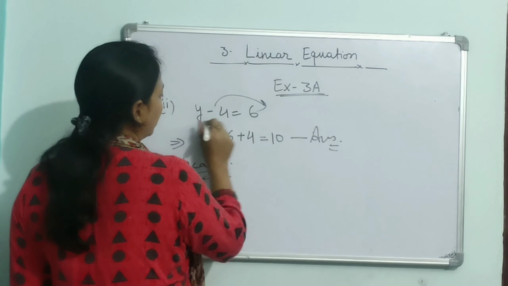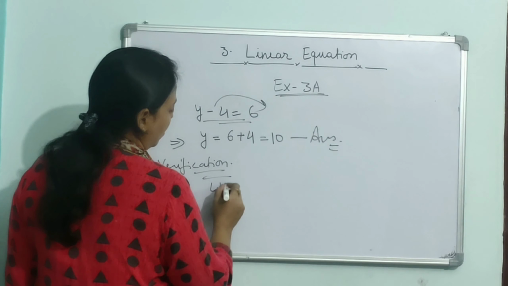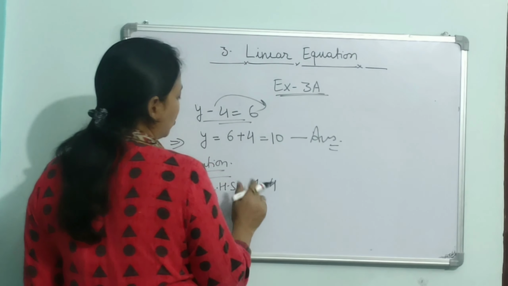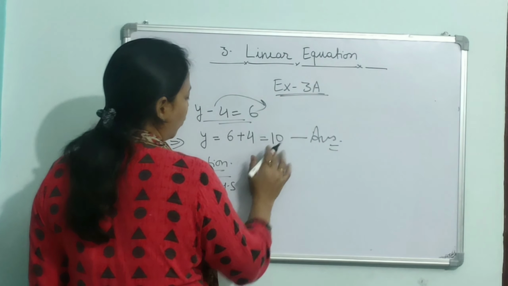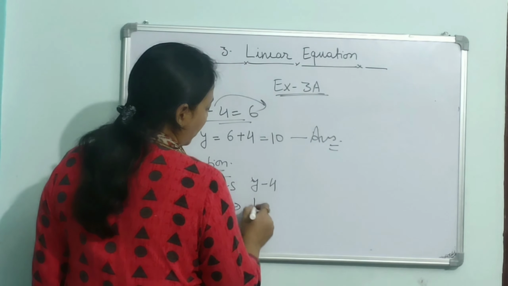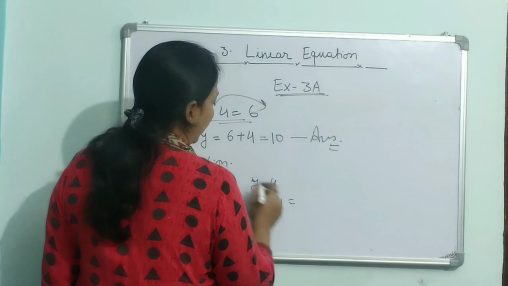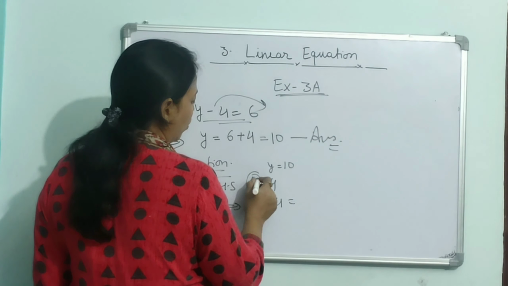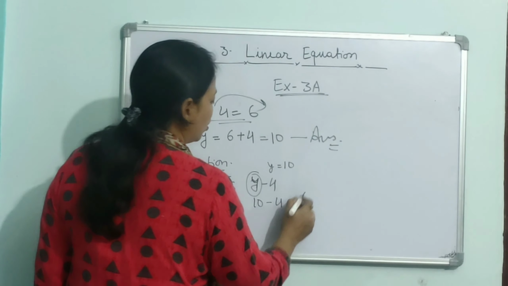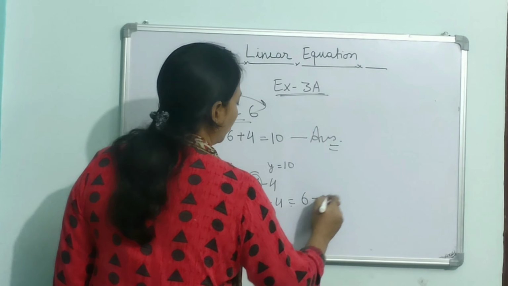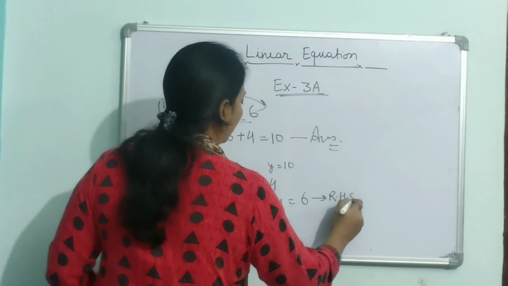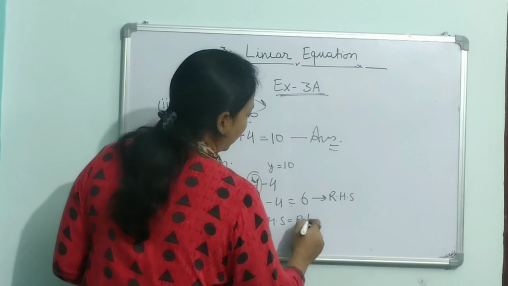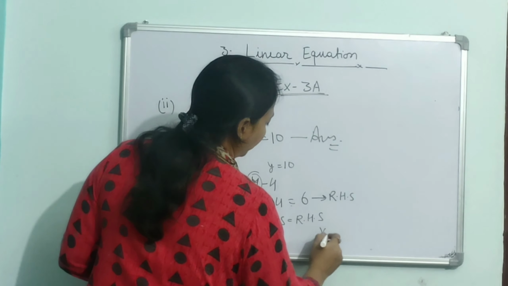Verification, now you take the left hand side of the linear equation. Left hand side is equal to y minus 4. At the place of y, you will put the value 10. 10 minus 4. Since y is equal to 10, at the place of y you put 10. 10 minus 4 is equal to 6. So this is your right hand side. So left hand side is equal to right hand side, verified.